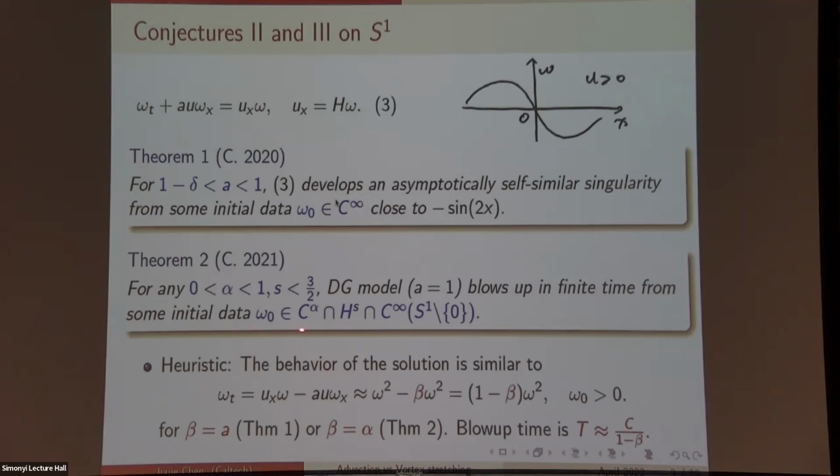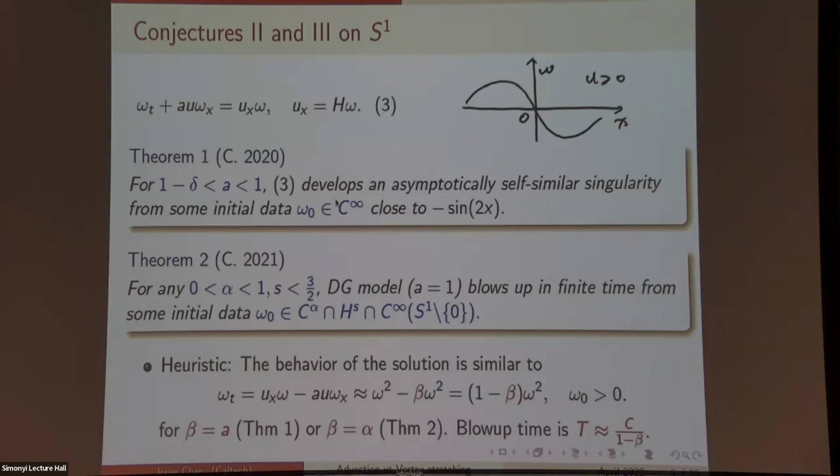The blowup behavior of the solution is similar to this Riccati type ODE, so I will use this to illustrate why we have this blowup. The vortex stretching term formally has size 1, and this advection term has size beta. In the first result, beta is given by this parameter A, and in the second result, beta is given by this alpha. So you see why we have this requirement that A is less than 1 and alpha is less than 1. If we require these two parameters to be less than 1, then 1 minus beta is positive, and then this Riccati ODE can blow up.